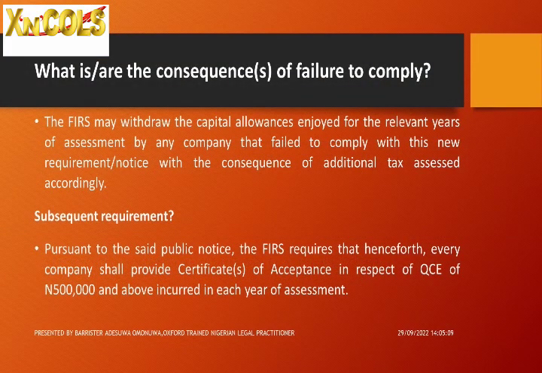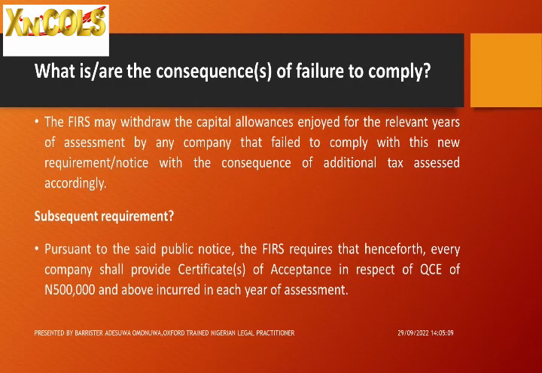Now, what are the consequences for failure to comply? The major consequence is that those capital allowances that any given company has enjoyed up till date, upon failure to comply, the FRIS can withdraw those allowances. And the obvious consequence of that is that the tax liability will necessarily increase. And of course, that will affect the business. So to avoid those complications, it's better to comply. And to facilitate compliance, the time could be extended, and the process could be made simpler. The bureaucracy involved could be made simpler.